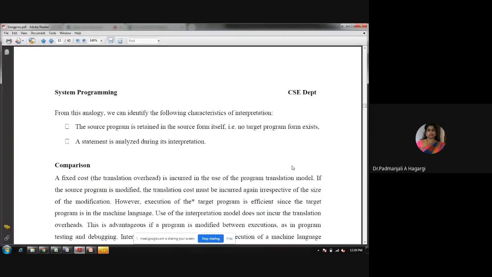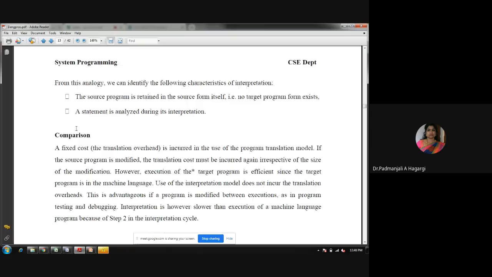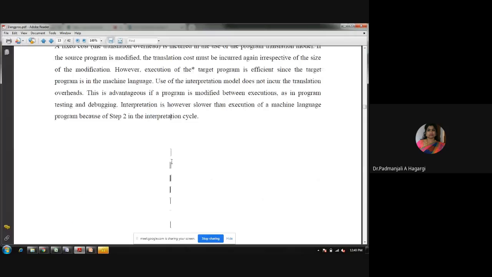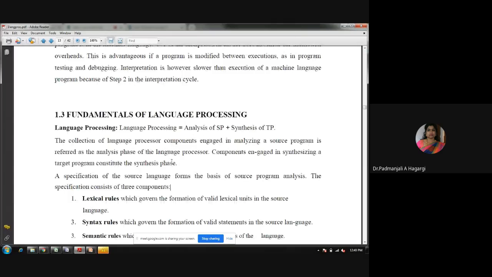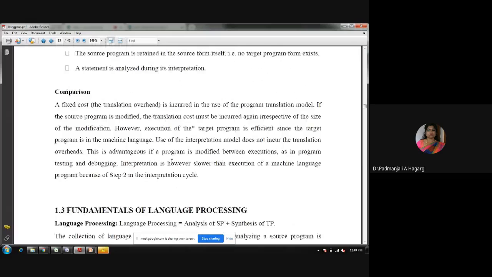I think that is in computer organization, and for this we identify the following characteristics. The source program is retained in the source form itself. That is, no target program form exists. A statement is analyzed during its interpretation. So what is the comparison? Fixed cost, the comparison we can see here.